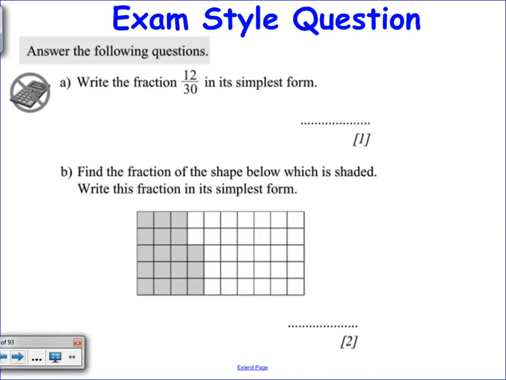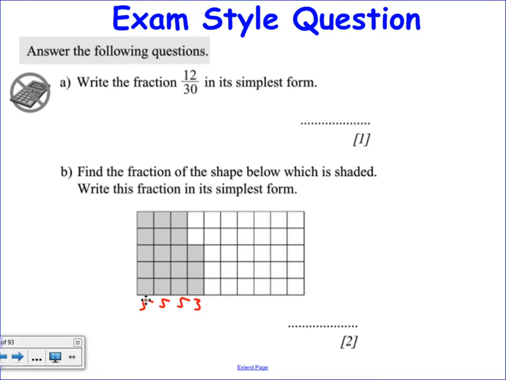Okay. Just to show you exam style questions. Write down the fraction 12 over 30 in its simplest form, and then find the fraction of the shape below which is shaded. I'll give you a clue. It's 5 by 10. So that's 5 there, there's 5 there, 5 there, and 3 there.